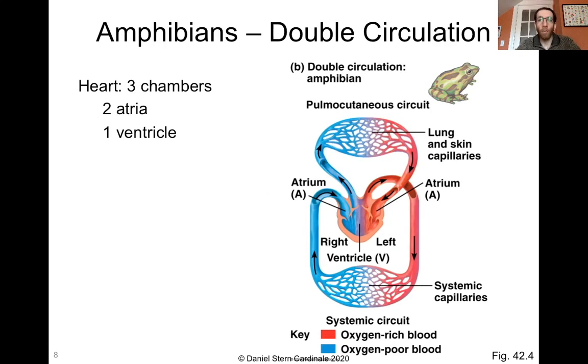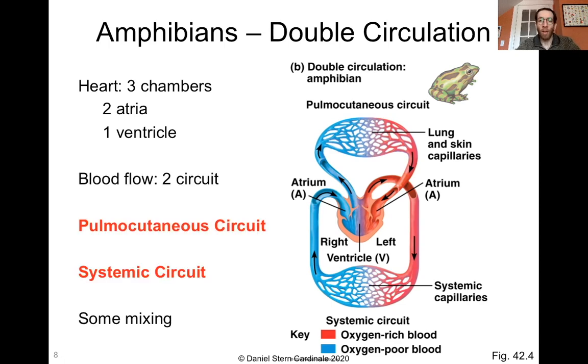Amphibians have what we call double circulation. We also have double circulation, but there's two variants of this type of system. The amphibian version of double circulation involves a heart with three chambers. So we have two atria, two chambers where the blood enters, and then a single ventricle that pumps blood out of the heart. But importantly, there are two places that blood can go, each of which has their own capillary beds.